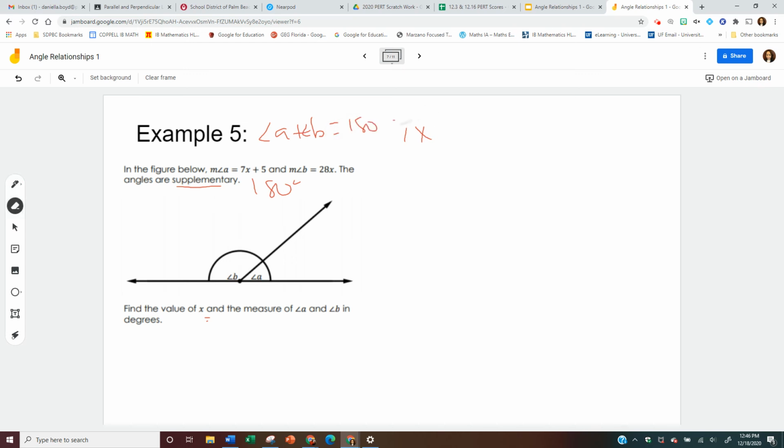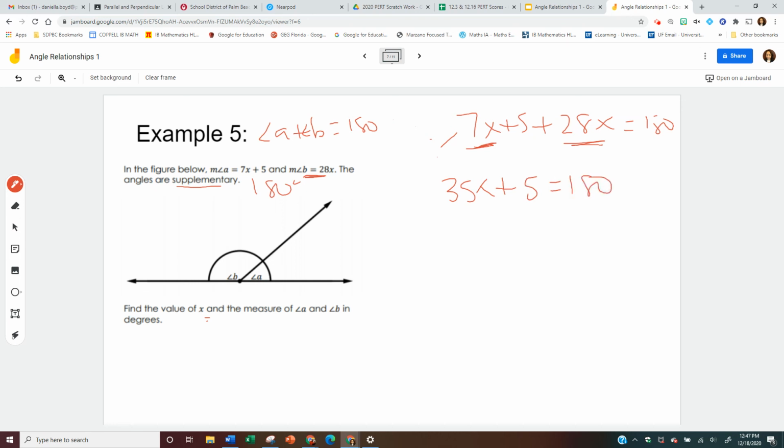Okay, let me erase this a little bit so it looks a little better. So that means I have 7x plus 5 plus 28x, because that's what angle B is equal to, equals 180. I'm going to combine my like terms. Looks like the only like terms that I have are x terms, right? So I am going to add 7x to 28x, and I get 35x plus 5 is equal to 180.